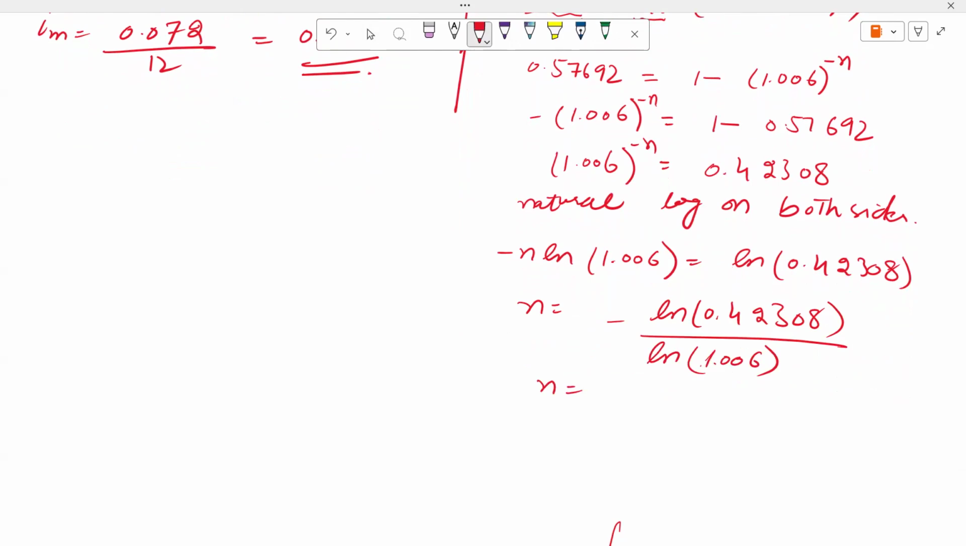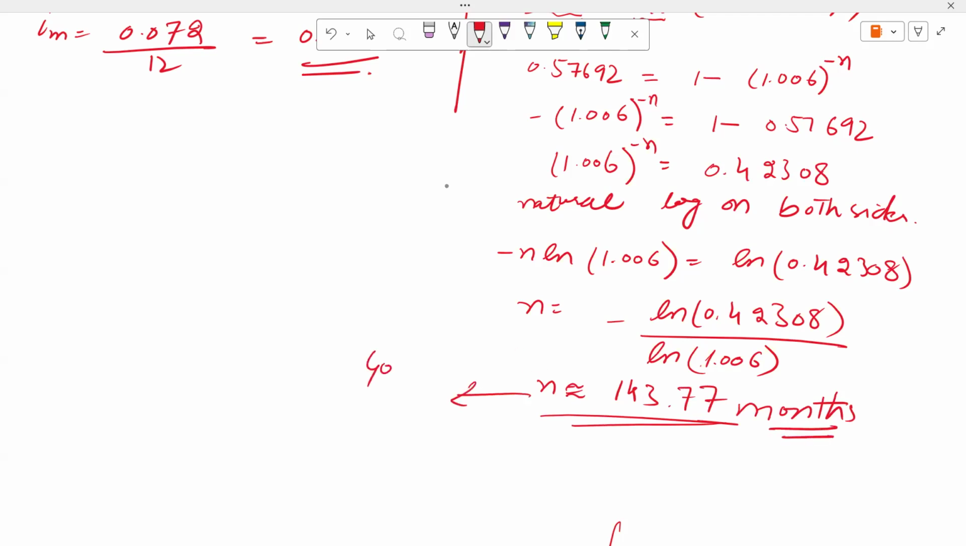So if you do the calculation on your calculator, you would approximately get 143.77. Now these are the months. These are the months it would take to pay back 40,000 euros of loan at a rate of 7.2 percent per annum. So this is what I got, right?